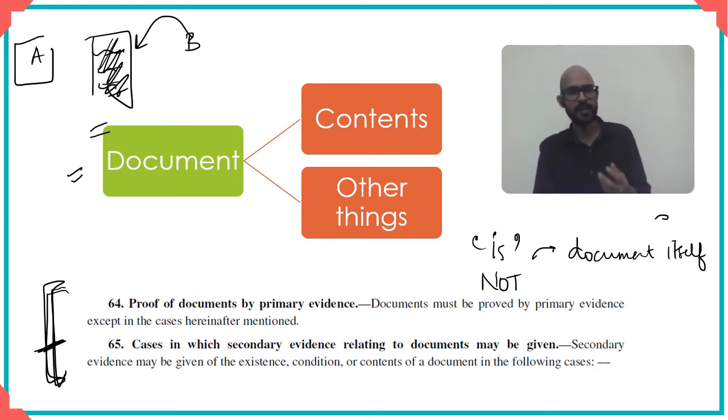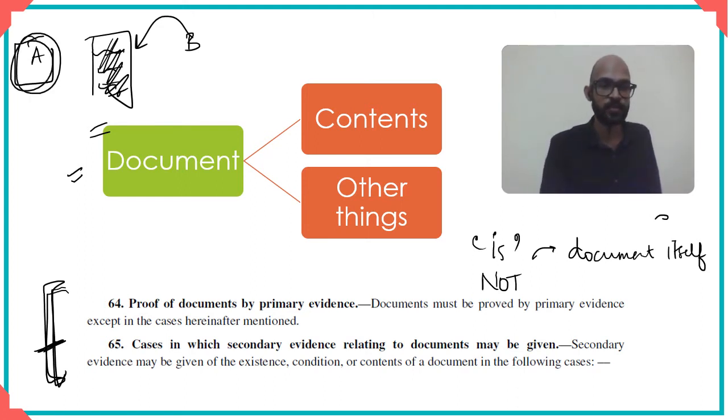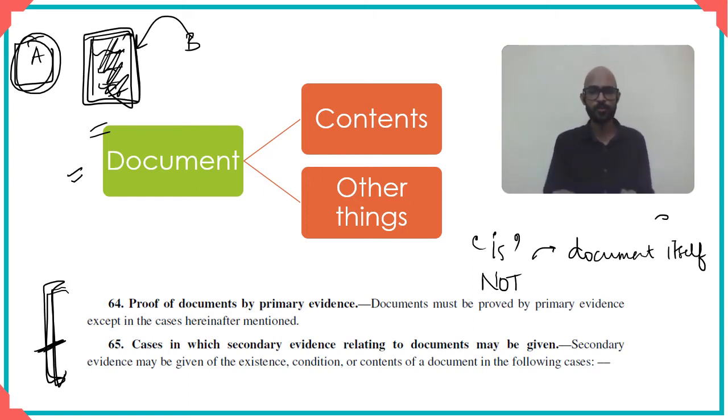Can he prove that by the document itself? When you're saying that there was no document, can you prove that by primary evidence? You cannot. And that is why in some cases you need secondary evidence. So let us say A is saying that there was no document. Can he show a document, or a copy of that document? No. Right. So we will look at some of the cases in which secondary evidence can be given. Just think about it first.